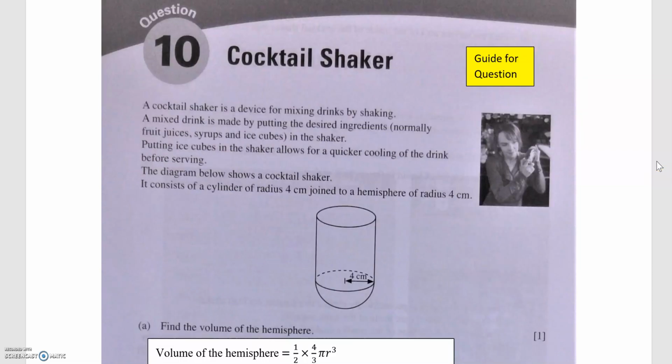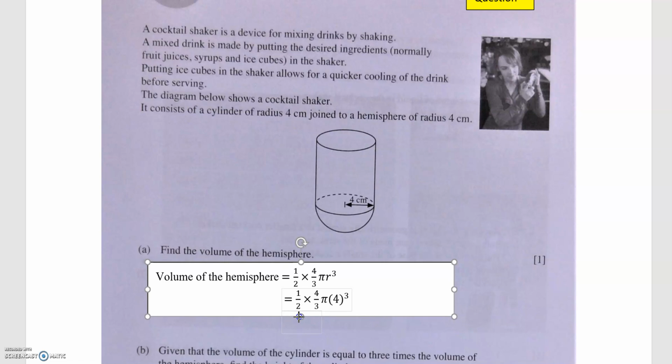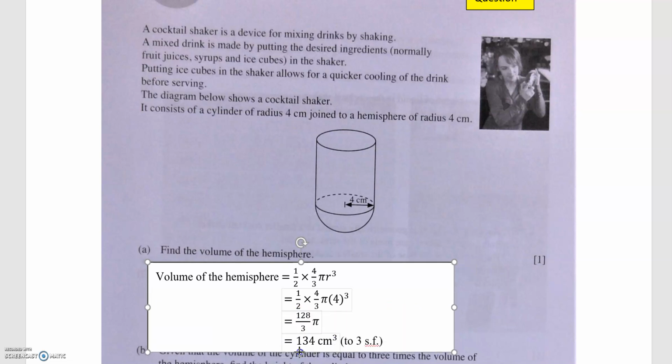The first part of the question wants us to find the volume of the hemisphere. So we will use the formula for the volume of a hemisphere, which is half of that of a sphere, 4/3 pi r cubed. So you can substitute the radius 4 cm into the equation to get the answer.